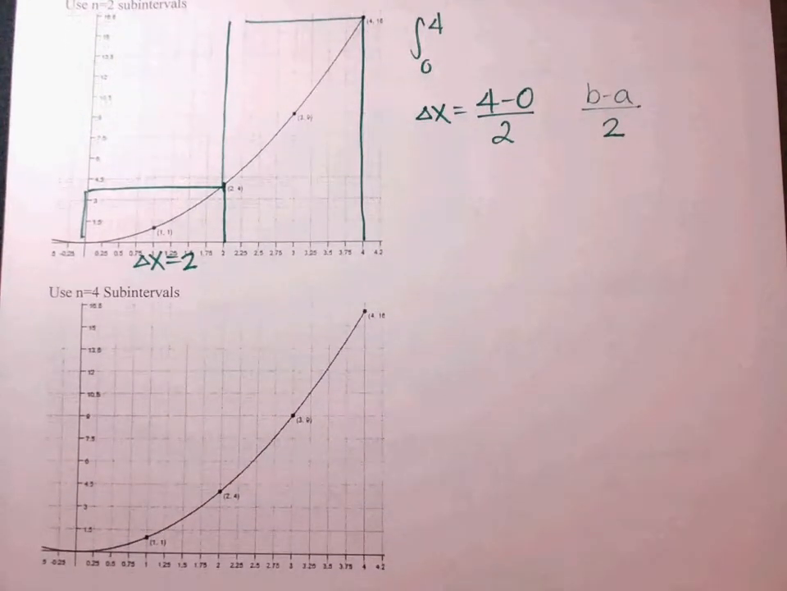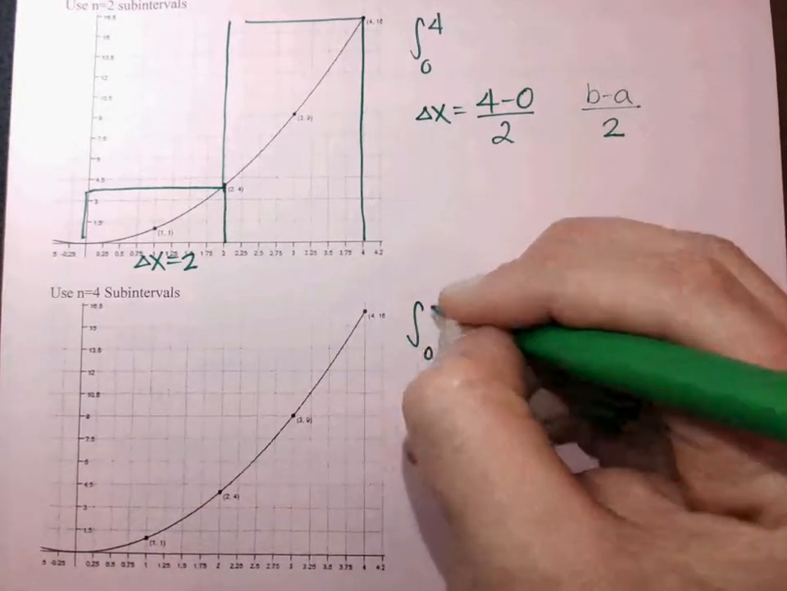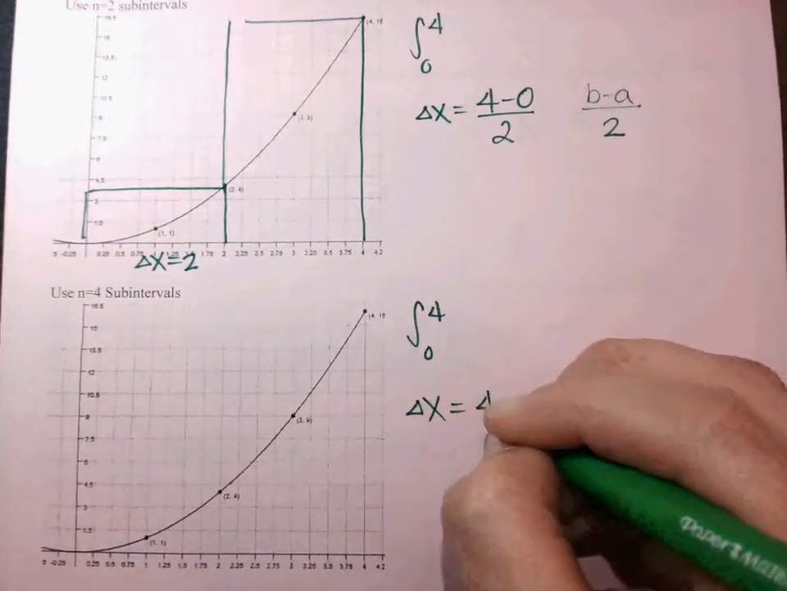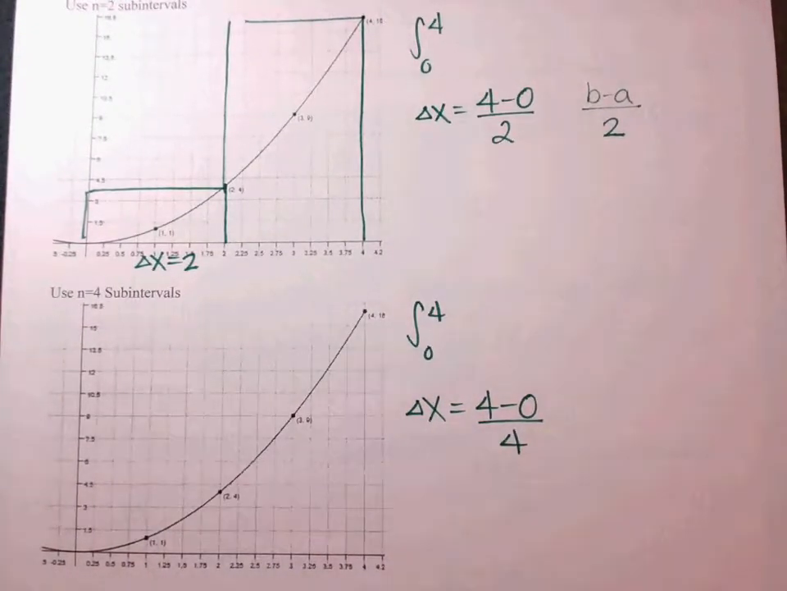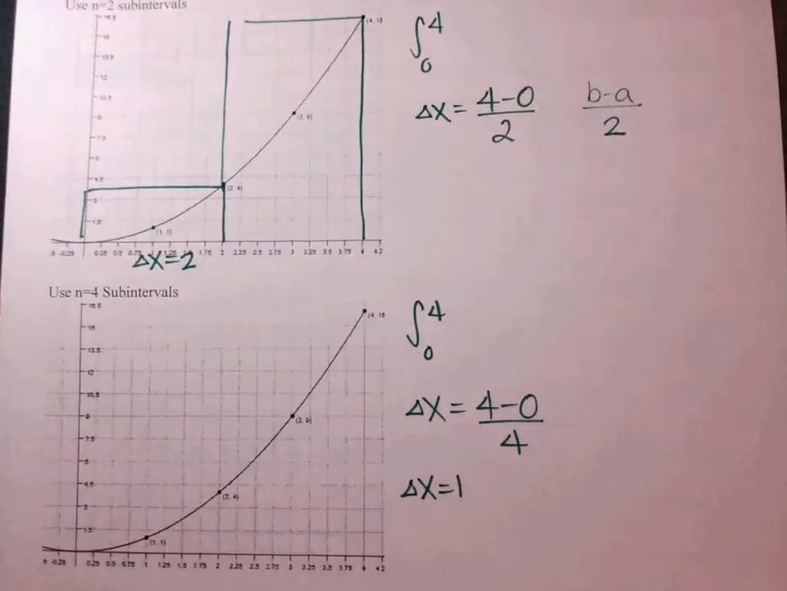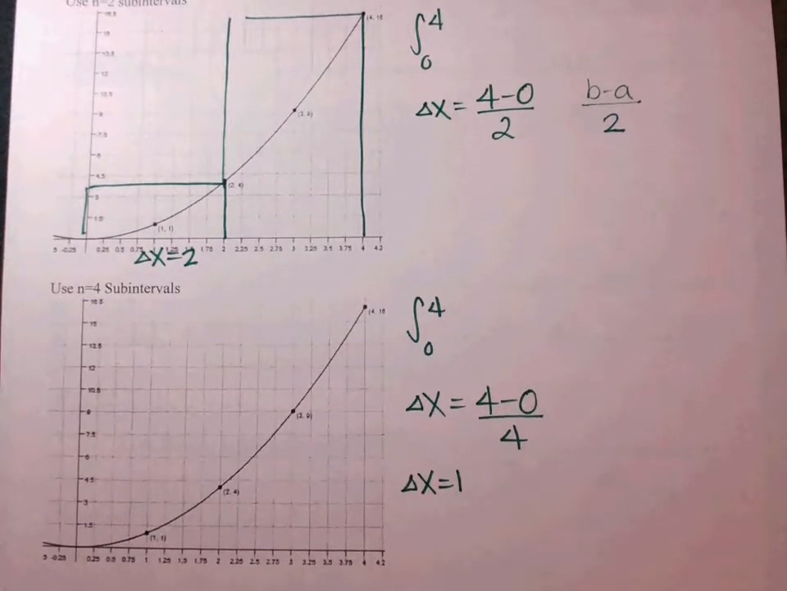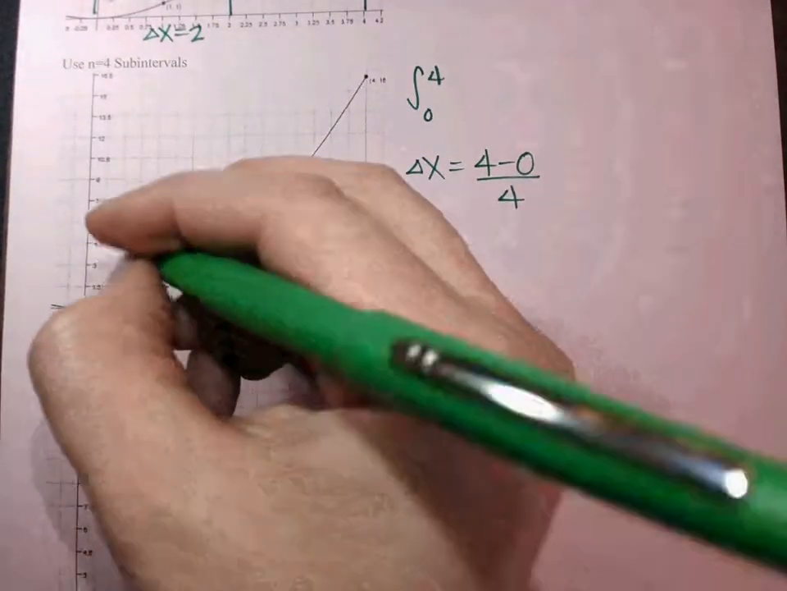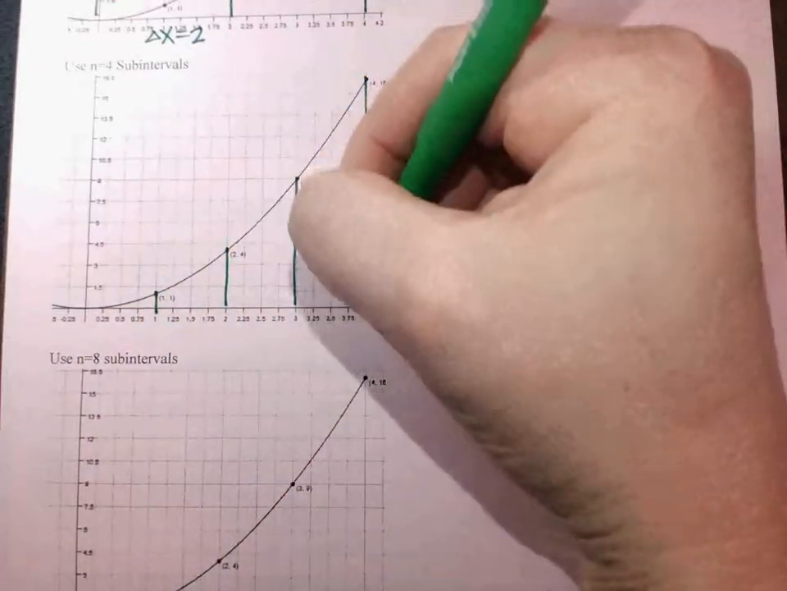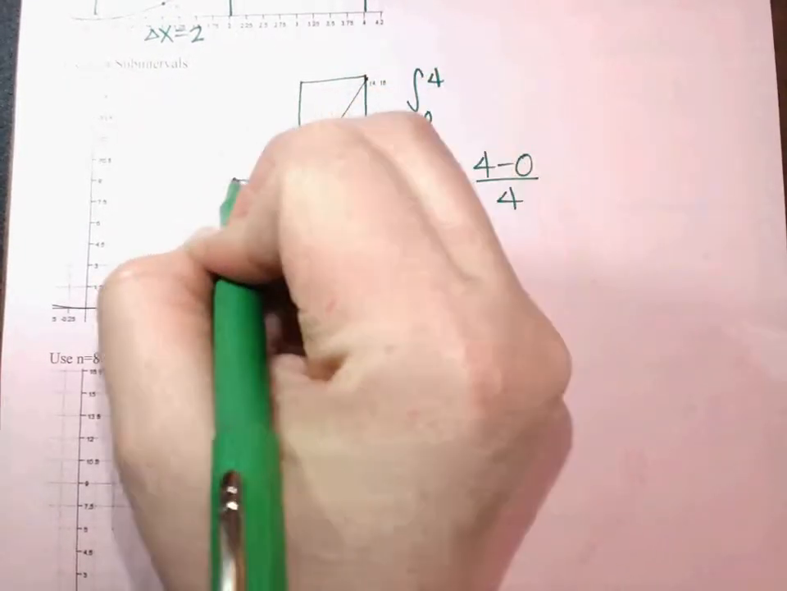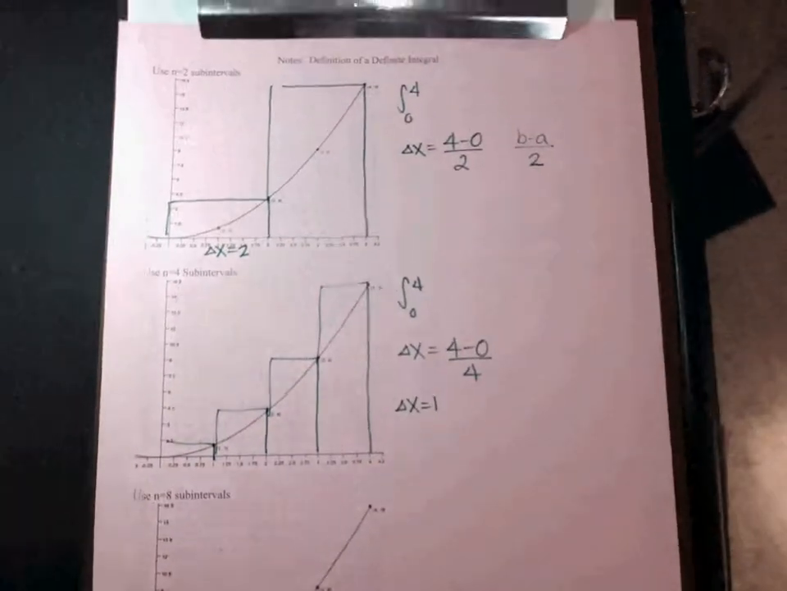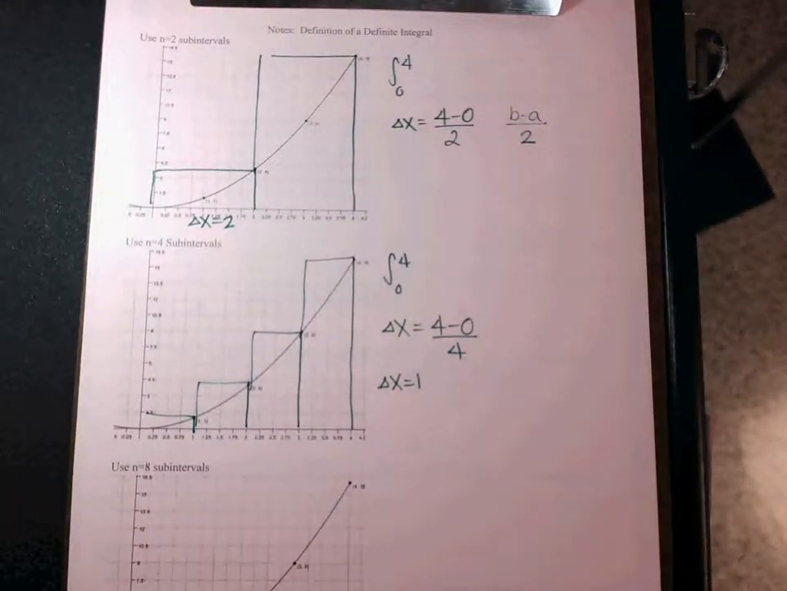Okay, let's go down to 4 subintervals. If I integrate from 0 to 4, and I want 4 subintervals, my delta x would be 4 minus 0 over 4. My delta x this time is going to be 1. So break your graph up into 1 width boxes. Well, so a width of 1 would be 1, 2, 3, 4. Okay, it doesn't have to be perfect. Right or left? I'm using right. But the same thing would happen regardless of which one you use.